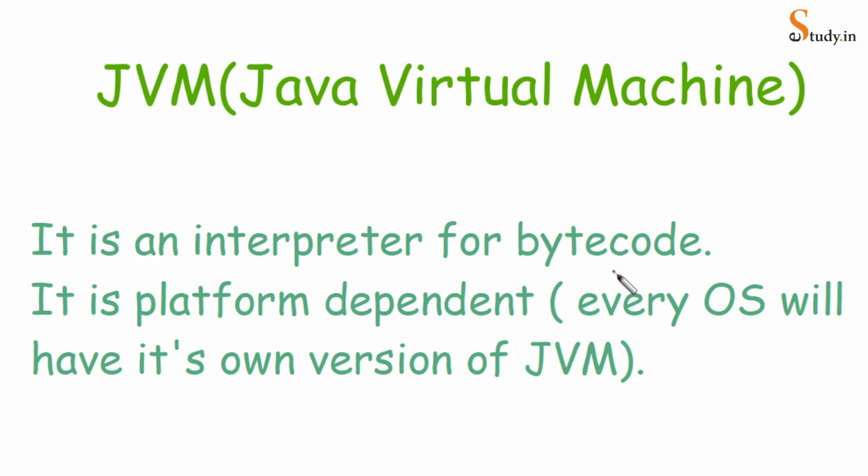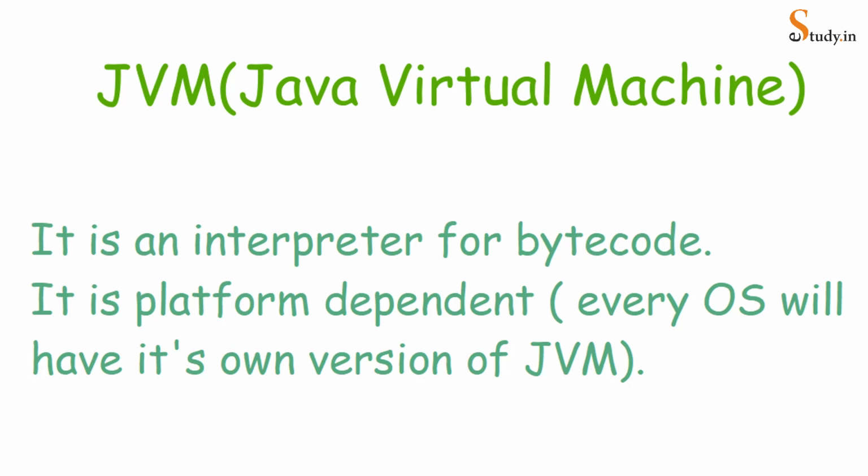Now we are talking about JVM here. That means JVM is platform dependent. Every operating system will have its own version of JVM. That means the architecture of JVM will vary for different operating systems. That means for Windows I'll need a different JVM, for Mac I'll need a different JVM, and for Linux we will need a different JVM.